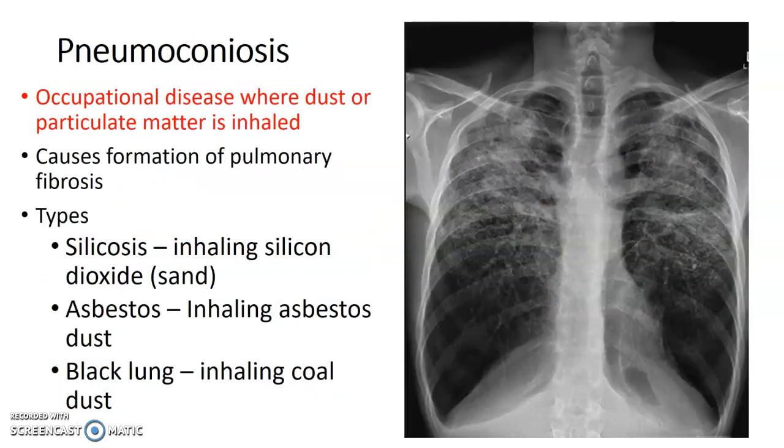I always mess this one up, but pneumoconiosis. I'll have to look that one up again. I always mess that word up. Occupational disease where the dust or particulate matter is inhaled. See how you can see in the lung fields here, there's all of this matter over here. Silicosis is inhaling silicon dioxide, which is sand. So remember S for sand. Asbestos is obviously inhaling asbestos dust. And black lung would be inhaling coal dust.